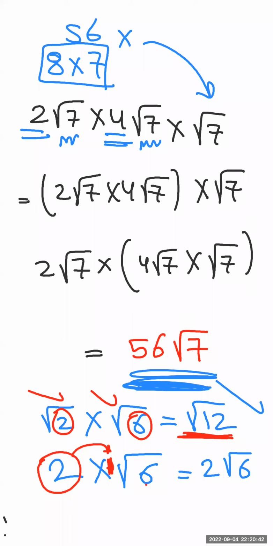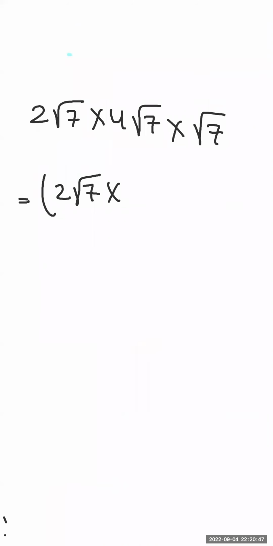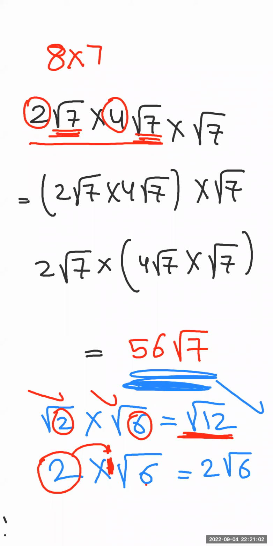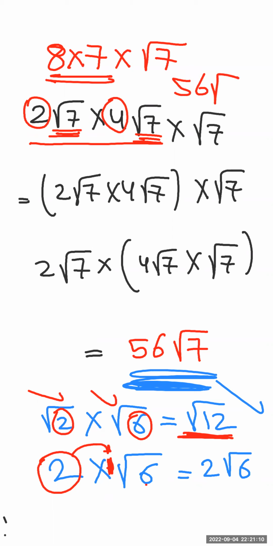Again, that question one more time on the top. Here, how to multiply these numbers? It's exactly like multiplication of two numbers. First, I will multiply these two numbers. 2 times 4, 8. Square root of 7 times the square root of 7 means 7 times the square root of 7. So 8 times 7, 56 square root of 7. Clear, guys? Clear. Any questions? No, thanks.